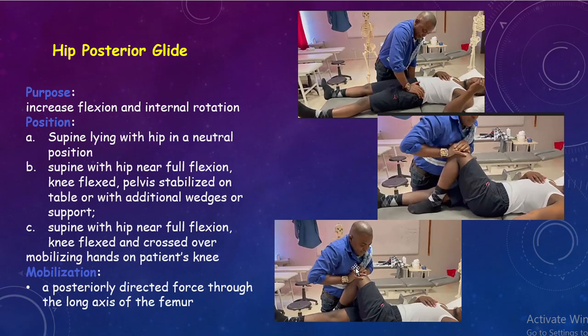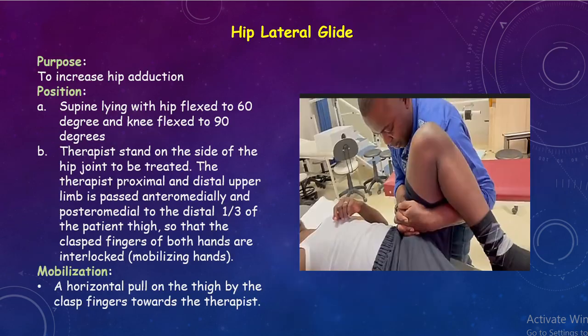What could happen is that there could be a pillow or some soft towel between the patient's body and the therapist's body, or the female therapist could just resort to pushing through the thigh to gain the posterior glide without necessarily putting her chest on the body of the patient. Okay, so that's posterior glide.